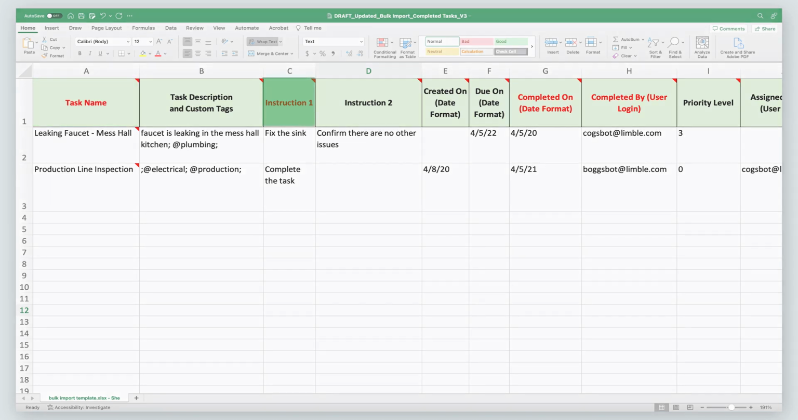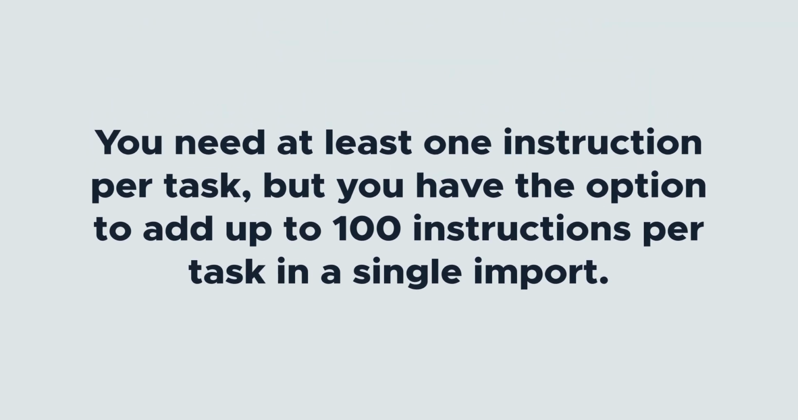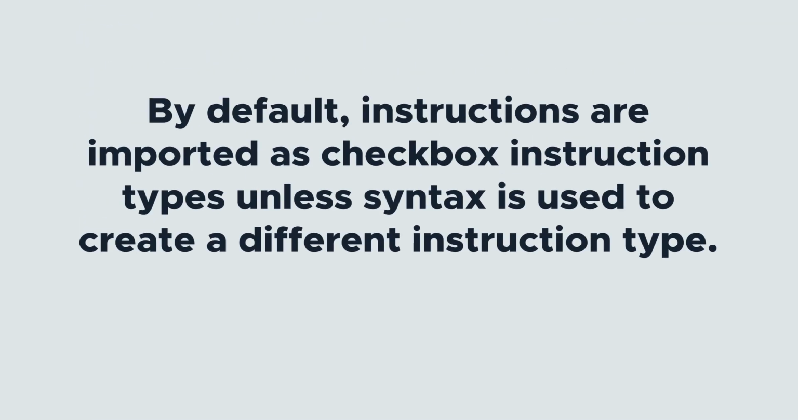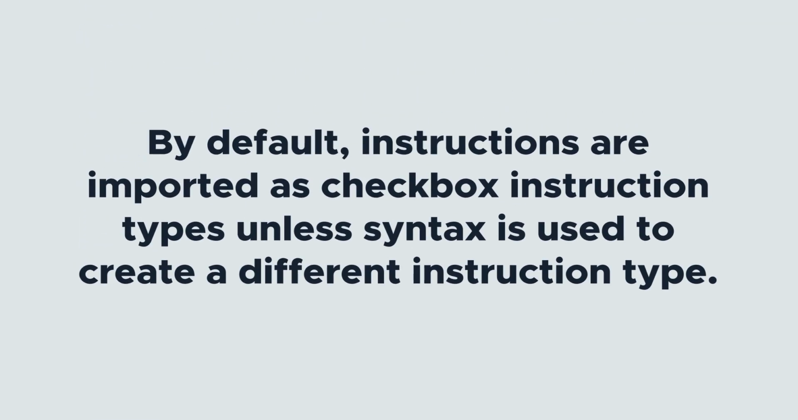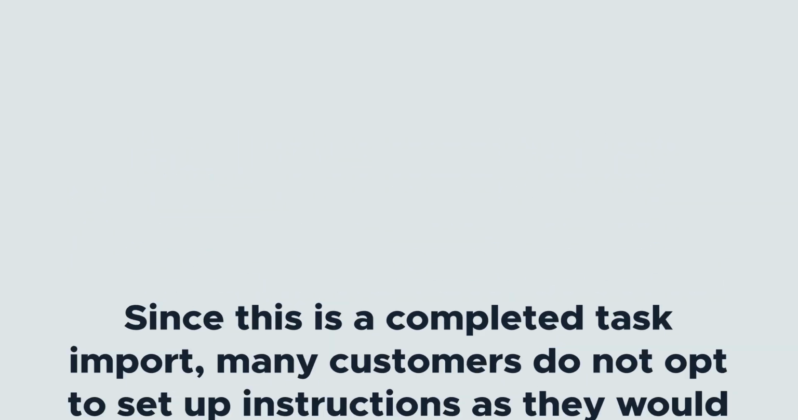Next is instruction 1. You need at least one instruction per task, but you have the option to add up to 100 instructions per task in a single import. By default, instructions are imported as checkbox instruction types unless syntax is used to create a different instruction type. Since this is a completed task import, many customers do not opt to set up instructions as they would with a template or open task.